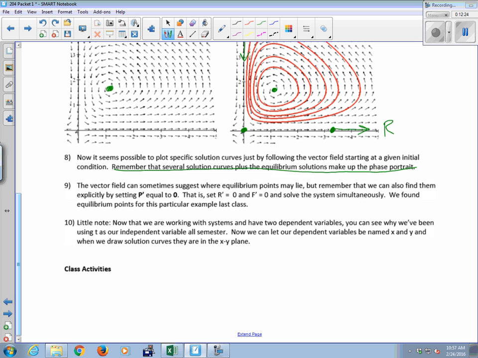Just a little note here. Now that we're working with systems and have 2 dependent variables like rabbits and foxes, you can see why we've always been using t as our independent variable all semester. You might not have noticed it, but instead of writing differential equations like dy/dx and then having stuff with x's and y's, I always use dy/dt. That's because now we can use x and y as our dependent variables, and time will always be our independent variable. So it's parametric plots pretty much. Yep.